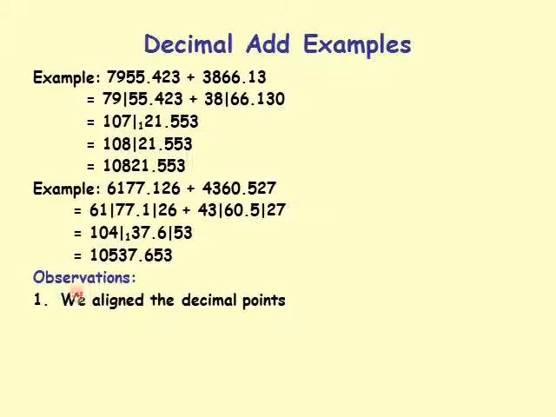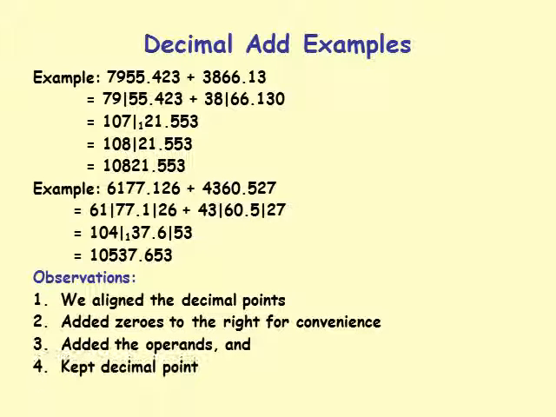Observations. We align the decimal points. So what we did is we aligned the decimal points here. Okay. Added zeros to the right for convenience. When there is a need to, when the flags do not match, we add zeros to the right, and that's just for convenience. As soon as you align the decimal points, we basically have a matching flag. Added the operands and kept the decimal point. Okay, so that's what we did.